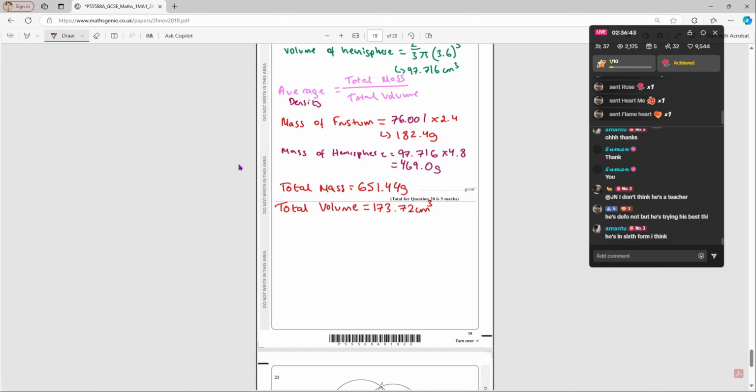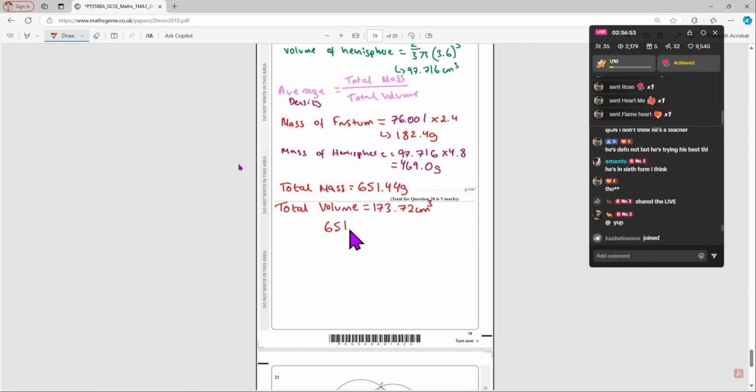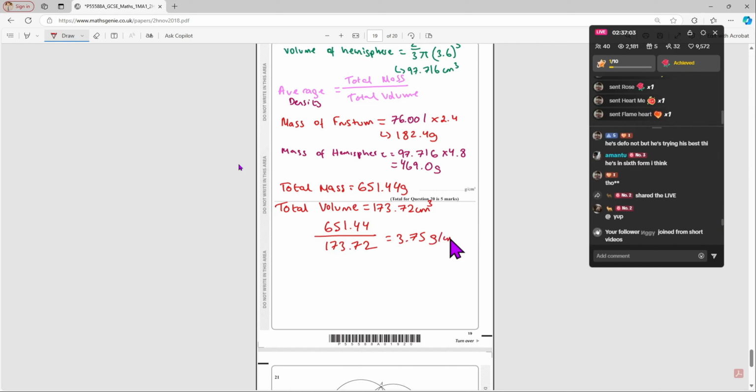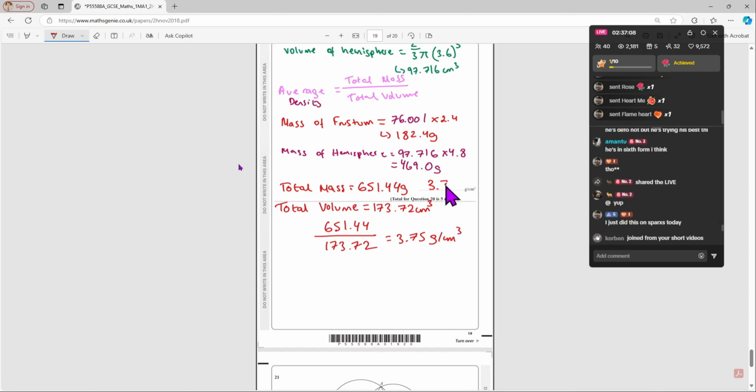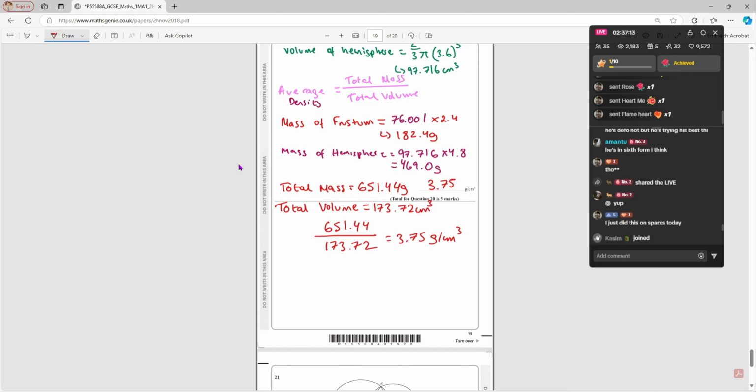Once we have done that, to work out the average density, we're going to use our formula of total mass divided by total volume. We're going to do the mass, which is 651.44 over 173.72, which is equal to 3.75 grams per centimeter cubed. And that will be your answer. Your average density will be 3.75.